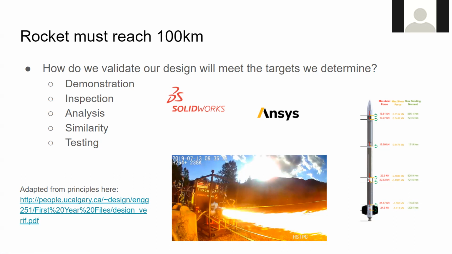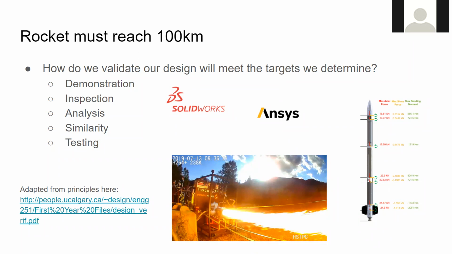The five ways are demonstration, inspection, analysis, similarity, and testing. Demonstration is operating in the exact or representative scenario. Inspection is measurements or otherwise confirming that it meets the design. Analysis can be very in-depth. You have off-the-shelf tools like SolidWorks and ANSYS. For rocketry, you have RASAero and OpenRocket. And then you also have internally developed tools, which for us is a MATLAB force model, which you can see an output of here on the right that tells us what forces we will see at different points on the rocket.